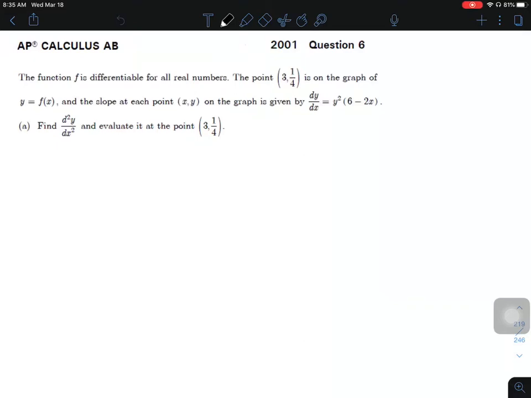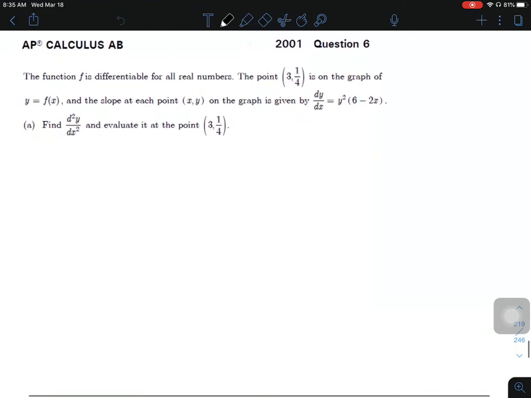This is AP Calculus AB. We're going to go through the Released 2001 question number 6. The function f is differentiable for all real numbers. Fantastic. The point (3, 1/4) is on the graph of y equals f of x.